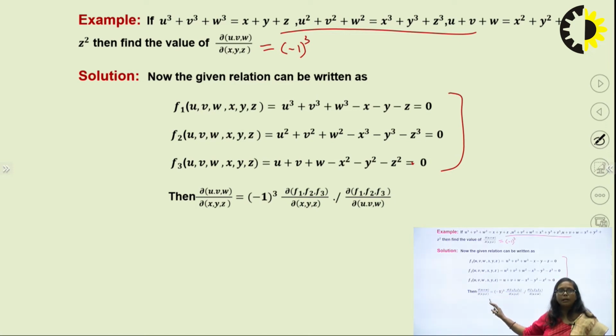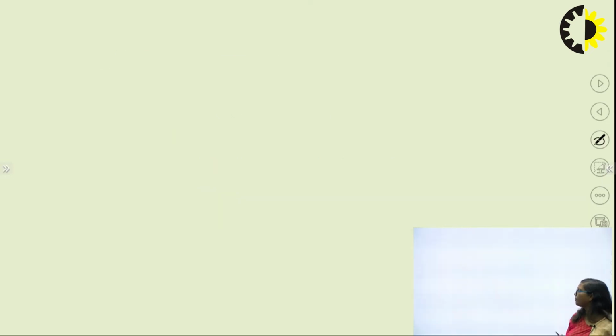So by formula, this is minus 1 to the power 3, times the Jacobian of f1, f2, f3 with respect to x, y, z in the numerator, divided by the Jacobian of f1, f2, f3 with respect to u, v, w in the denominator. This is the formula. Now what do we need to find? We need to find these 2 Jacobians, so we start finding them over here.